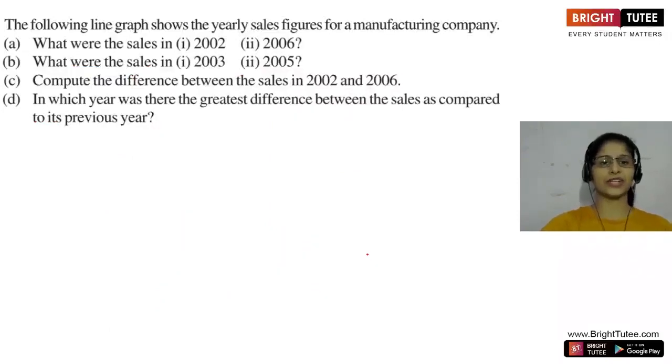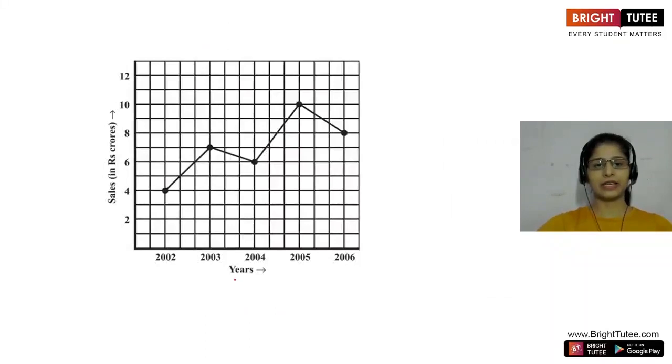Moving ahead with another question, they are asking: the following line graph shows the yearly sales figures for a manufacturing company. So now in the first part we have to tell what were the sales in 2002. Let's have a look on the graph. On the horizontal axis, years are shown, and on the vertical axis sales in rupees crores, right? It is shown like 2 crores, 4 crores, 6 crores, 8 crores, like this it is shown. And here year 2002, 2003, 2004 it is shown.